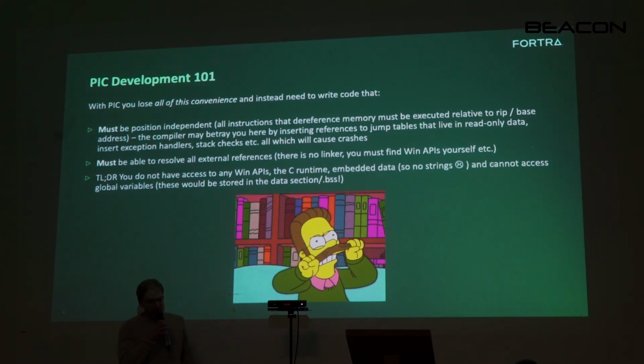This is really obvious. It must be position independent, but I cannot stress enough that your compiler will cheat and betray you. So you can write something that you think is perfect, and then the compiler, and they all do different things. MSVC will do different things, Clang will do different things. It will either inject external symbols, it will inject jump tables, etc., which will cause crashes. So you're not fully in control of this stuff anyway.